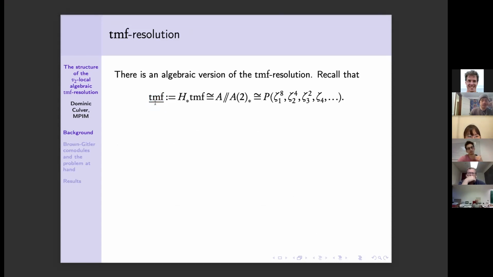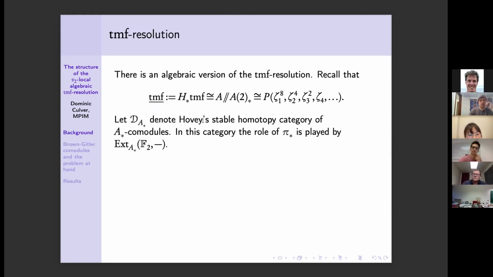But remember, or recall, that the mod 2 homology of TMF is A mod A2 star. And that's the same as this polynomial algebra on these generators. So it's going to be generated by zeta 1 to the 8, zeta 2 to the 4, zeta 3 squared, zeta 4, zeta 5, zeta 6, etc. And these zetas are the conjugates of the usual Milnor primitives. So this is a very nice algebra.